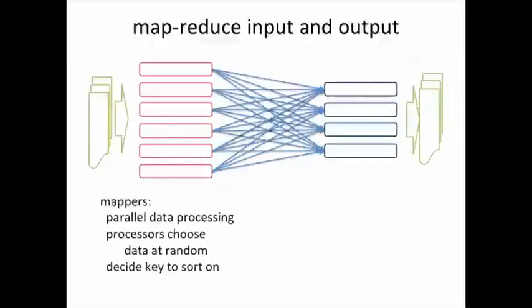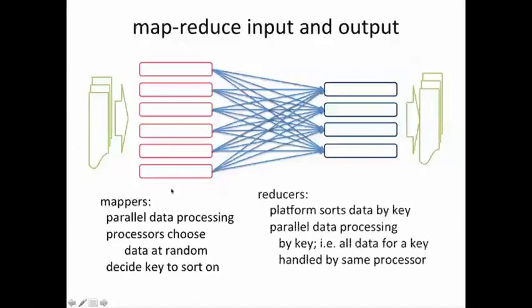We have mappers, which essentially read the data at random and decide based on your map function which key to sort this data on. Then the reducers get the data sorted by the key that you decided in the map function, and the platform does the sorting. The reducers process the data for every key in parallel, and then output the data. This is the MapReduce model.